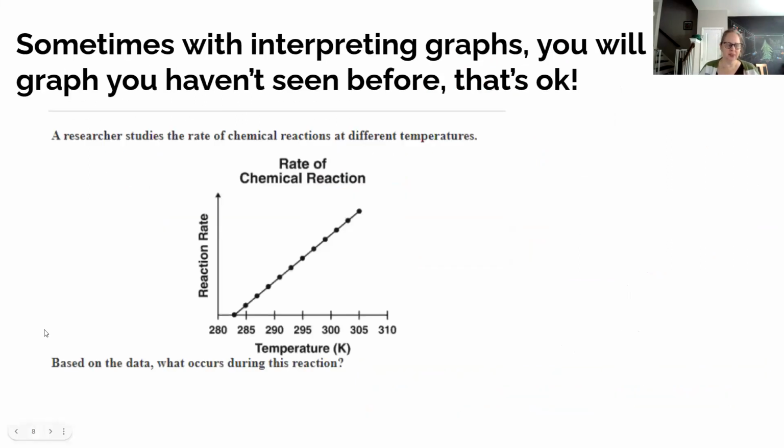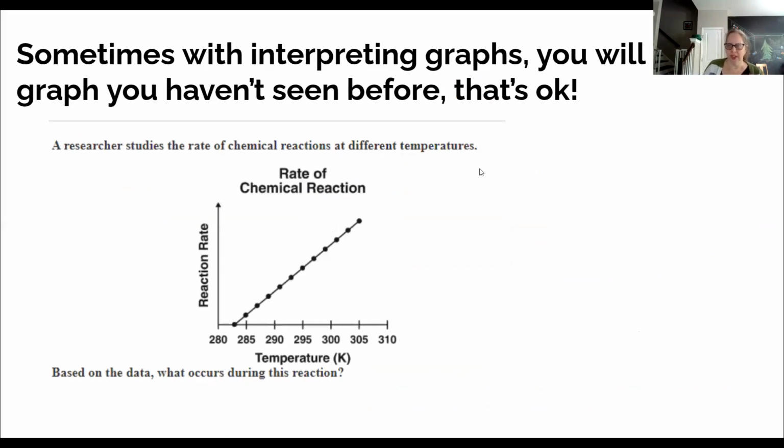Now sometimes in the standard, you're going to see a graph that you have never seen before. That is okay. Take time to analyze it. I see reaction rate is on the y-axis. I see temperature in Kelvin. That's what that K is, Kelvin, the absolute temperature scale, and that is on the x-axis. You might remember DRY MIX. So we know that the dependent variable is reaction rate, and the independent variable is temperature.